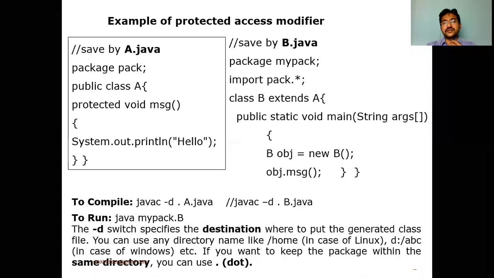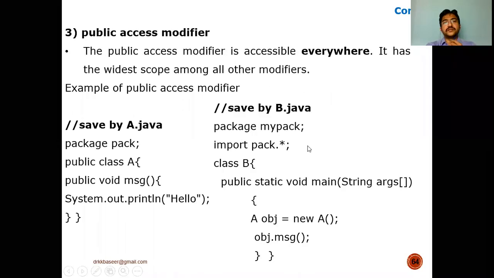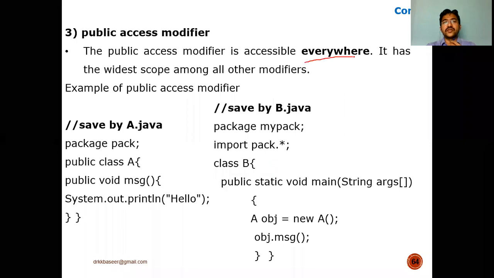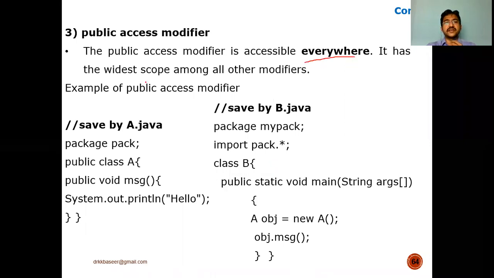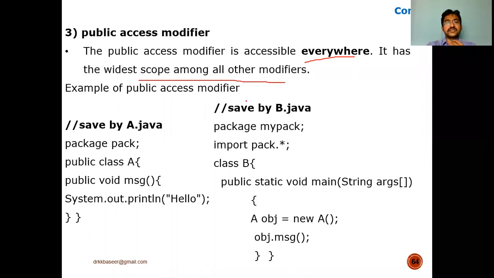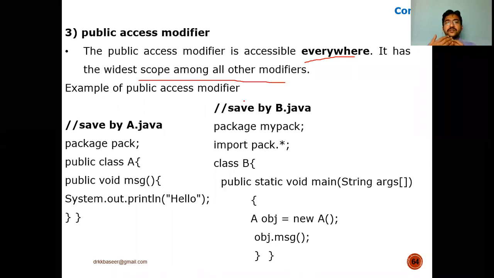Now coming to the next one, public. So the public access specifier is from anywhere. From anywhere you can access it. Accessible everywhere. It has the widest scope among all the modifiers. Widest means compared with private, compared with protected, there is more scope to access it from anywhere.